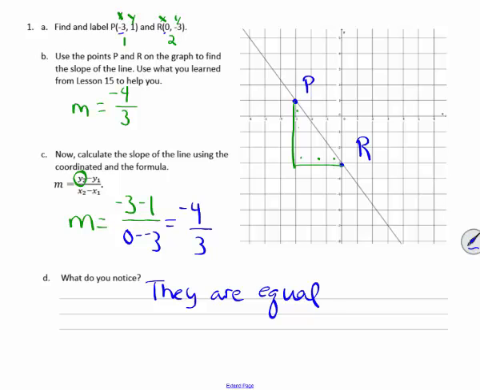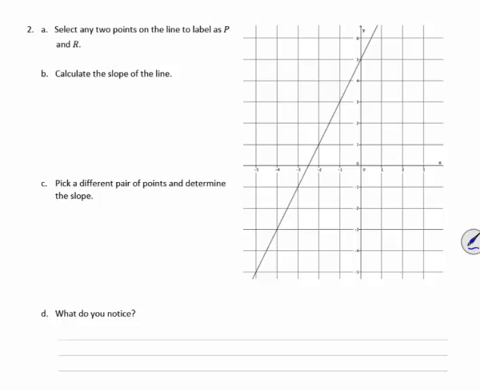All right, let's try another one. Next page. So select any 2 points on the line to label as P and R. So you can pick any points you want. I chose to take this point as P, and then I did this point as R. You can pick 2 other ones if you want. Calculate the slope of the line. Well, I'm going to write down what the points were. So P is going to be -3, -1. And R is going to be -1, 3.